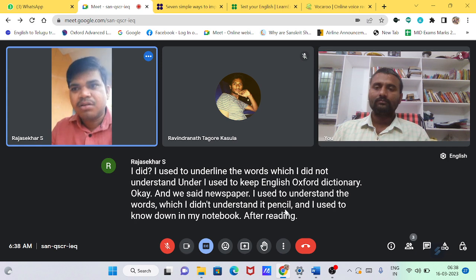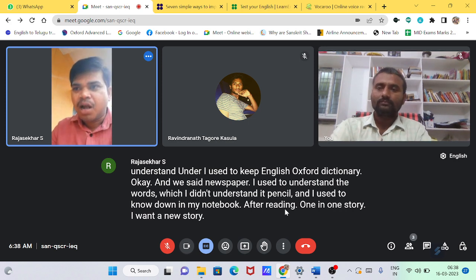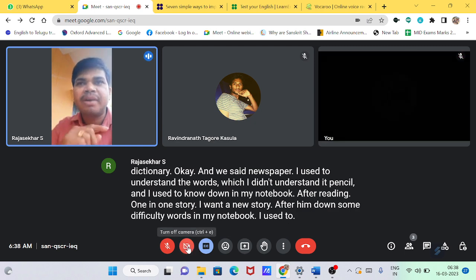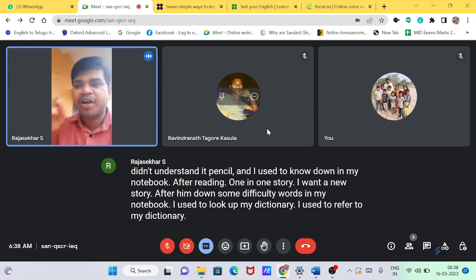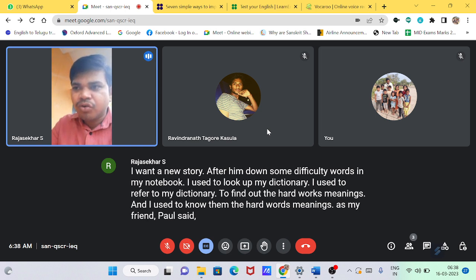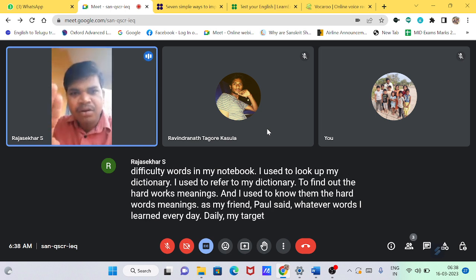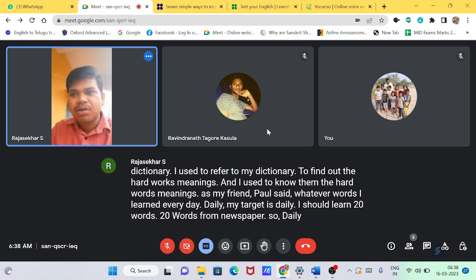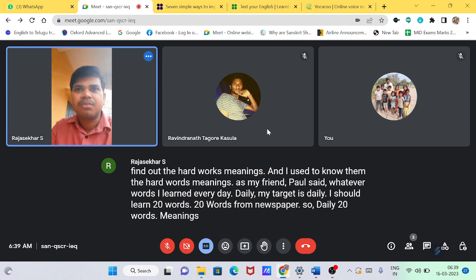After reading one news story, after noting down some difficult words in my notebook, I used to look up my dictionary. I used to refer to my dictionary to find out the odd words' meanings, and I used to note down those meanings. As my friend Balu said, my target is daily, I should learn 20 words from the newspaper. So daily, 20 words' meanings I used to learn.